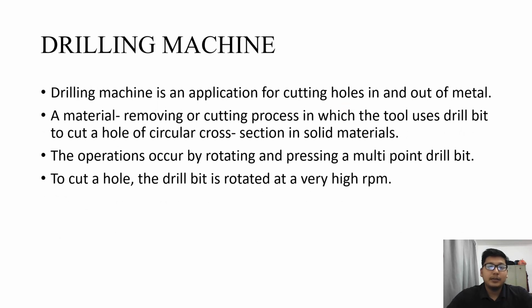Next is a drilling machine. A drilling machine is an application for cutting holes in metals. It is a material removing or cutting process in which the tool uses a drill bit to cut a hole of circular cross section in solid materials. The operation occurs by rotating and pressing a multi-point drill bit. To cut a hole, the drill bit is rotated at a very high RPM.